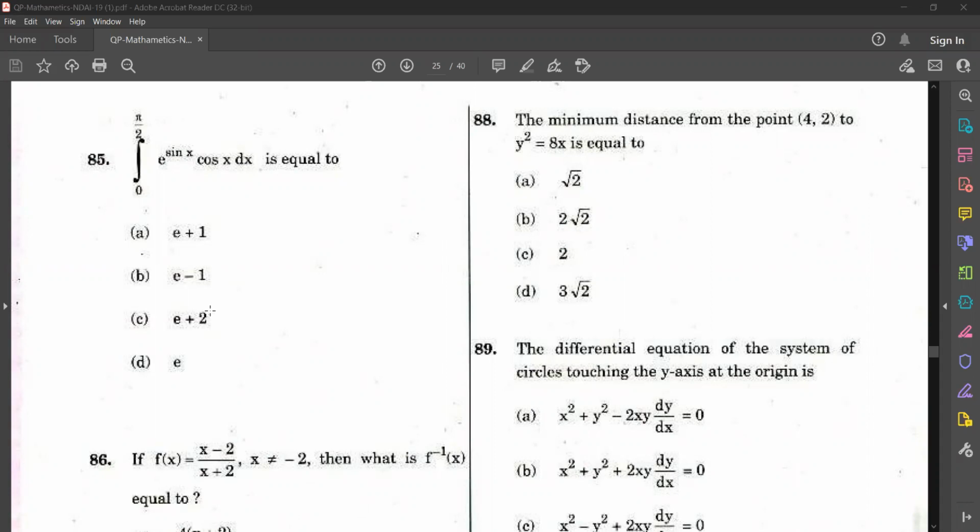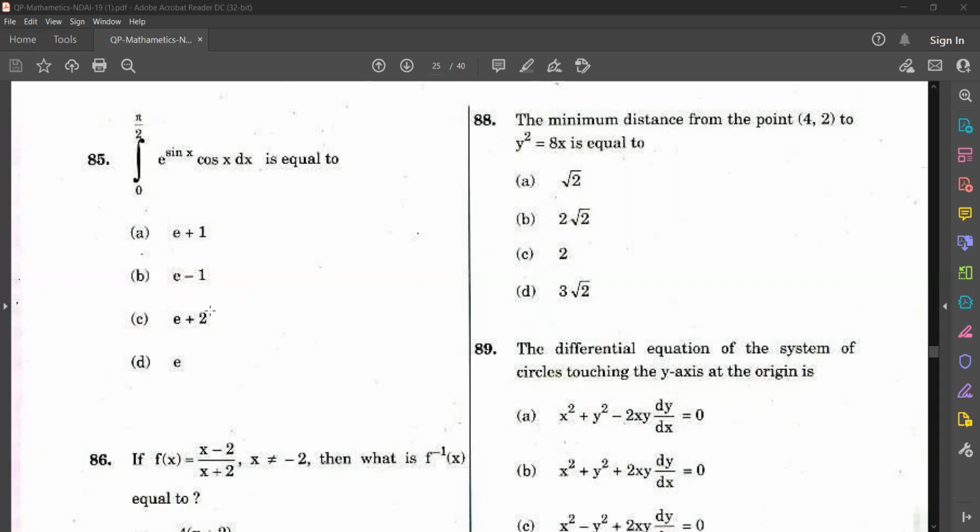So first, see question number 88. The minimum distance from the point (4, 2) to y square equal to 8x is equal to.